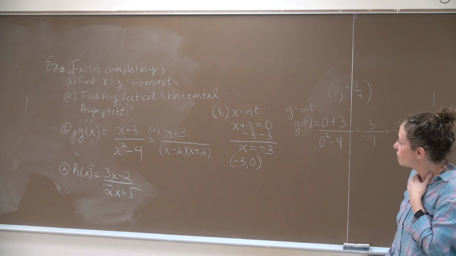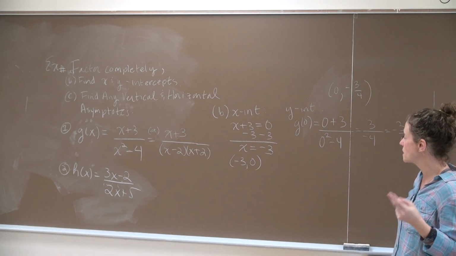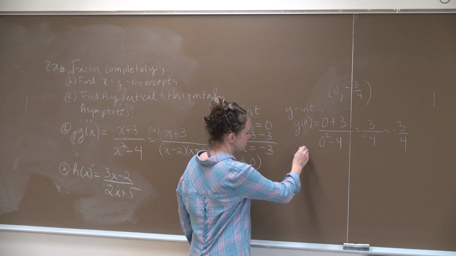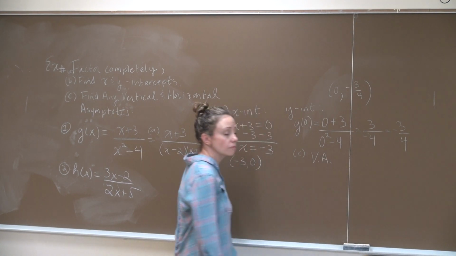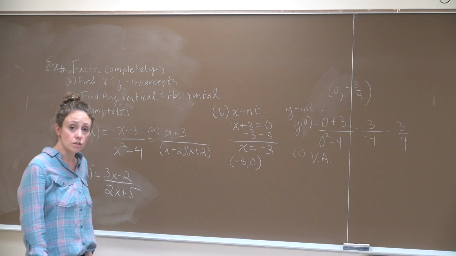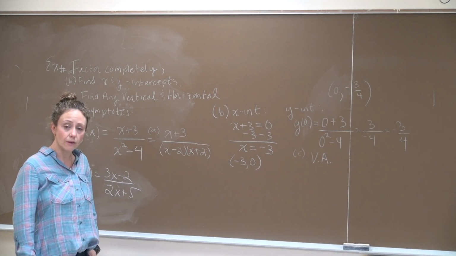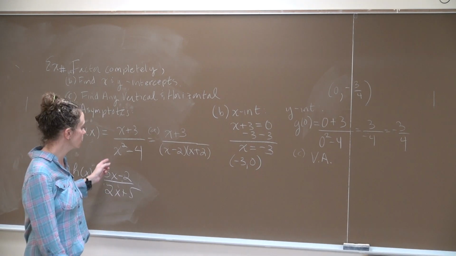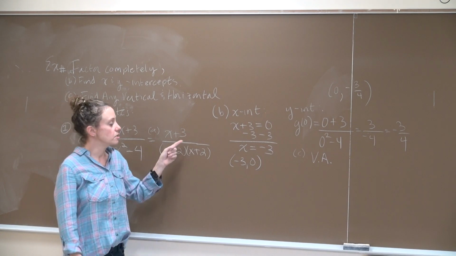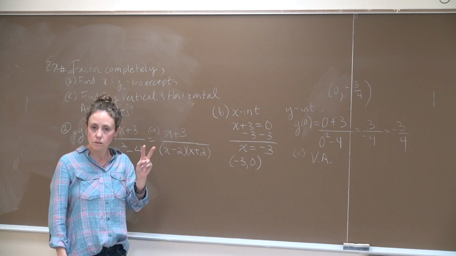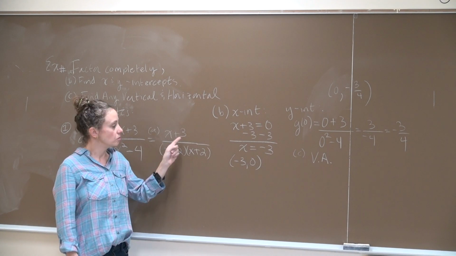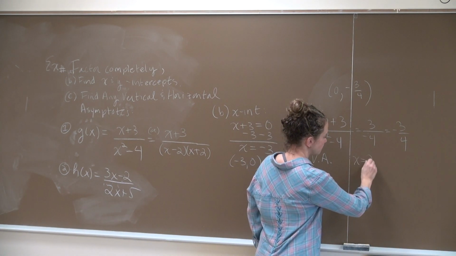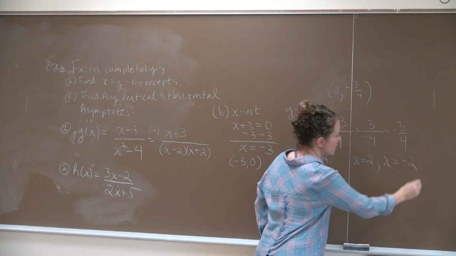The last 2 things I want to find are any vertical asymptotes and any horizontal asymptotes. Well, let's take a look at the vertical asymptotes. So this is part C. Remember that the vertical asymptotes are the domain restrictions. So what we want to do is look in the denominator and see what values would give us 0. And that's why factoring is really helpful. So when I look in the denominator over here, I have x minus 2 times x plus 2. That means I have 2 zeros in the denominator, one at +2 and one at -2. So I have 2 vertical asymptotes. I have one at 2, and I have one at -2.